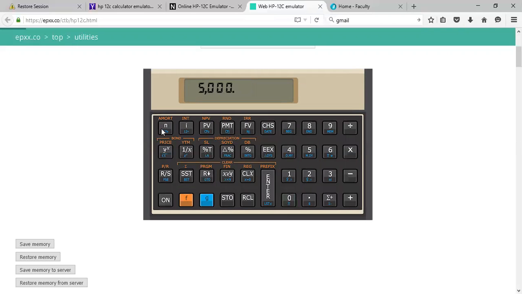$5,000 is the present value. That's how much you're given now. 10 years, so 10N is the number of periods. 8% per year, 8I, and then hit FV to see what the future value is. Yeah, so you'll have in the future $10,794.62. Okay, that's the calculation of the future value.